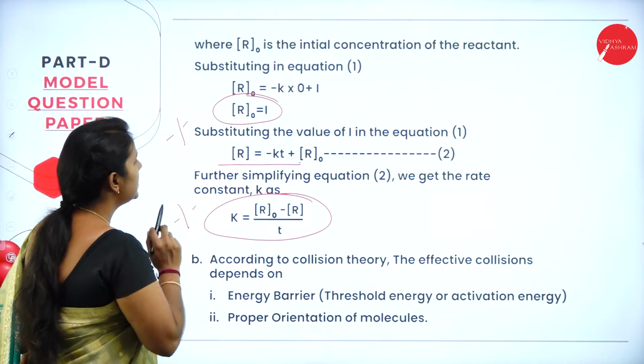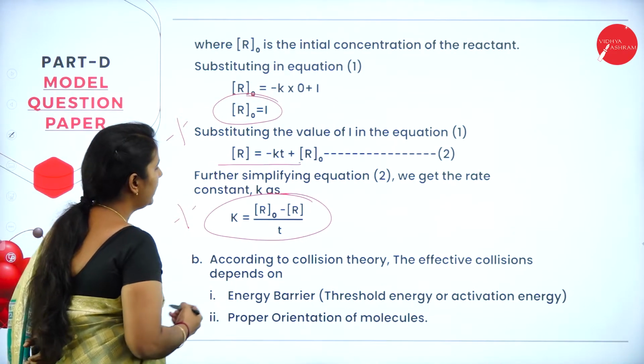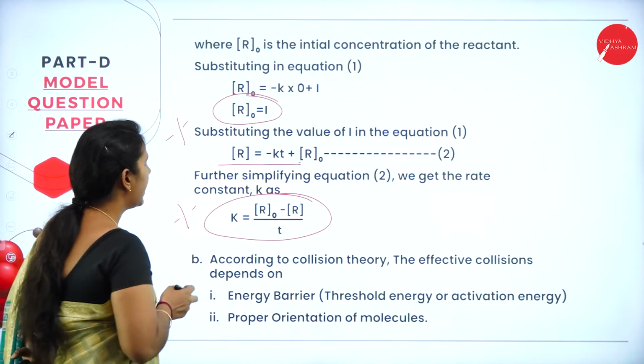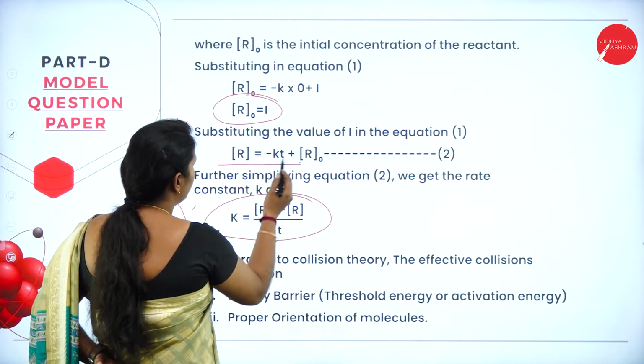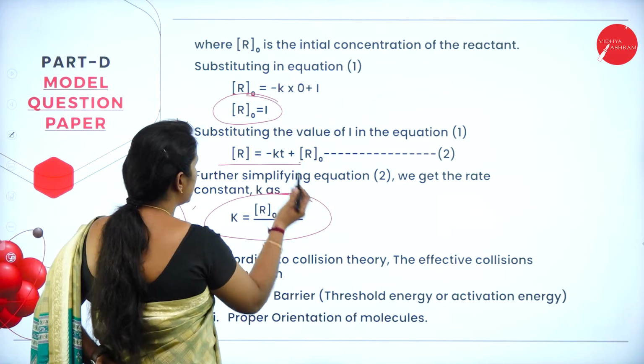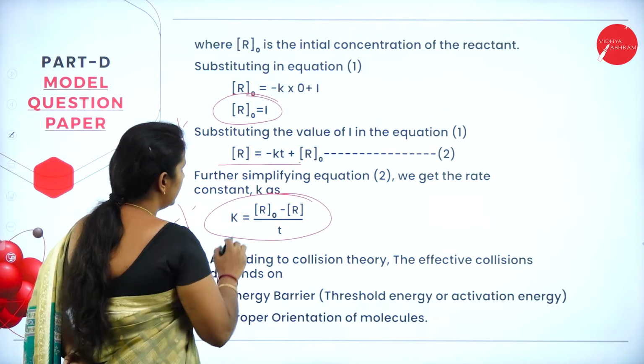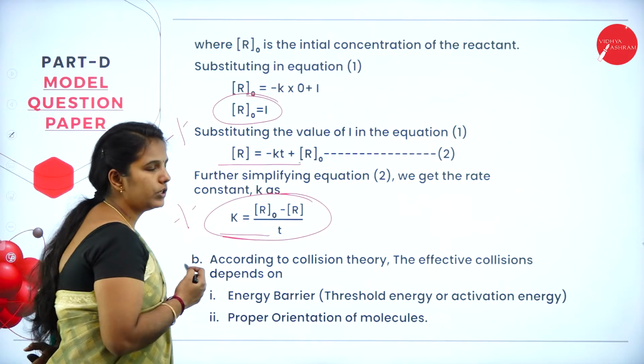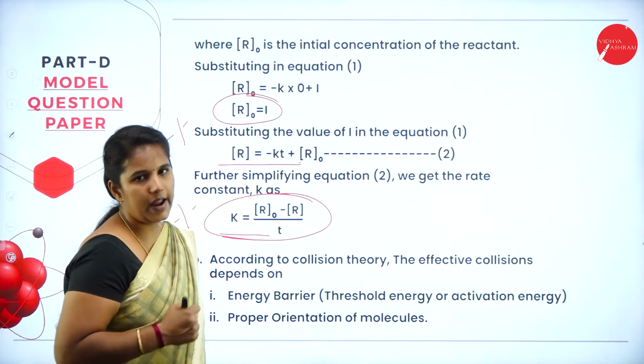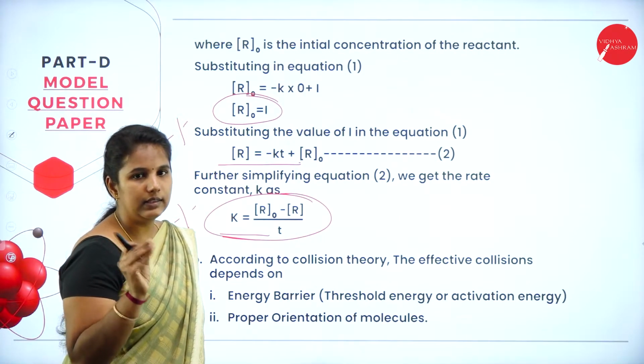Further simplifying equation 2, we will get the rate constant K as K is equal to R naught minus R divided by T. So this is our integrated rate equation for a zero order reaction. For that, you will get 3 marks.